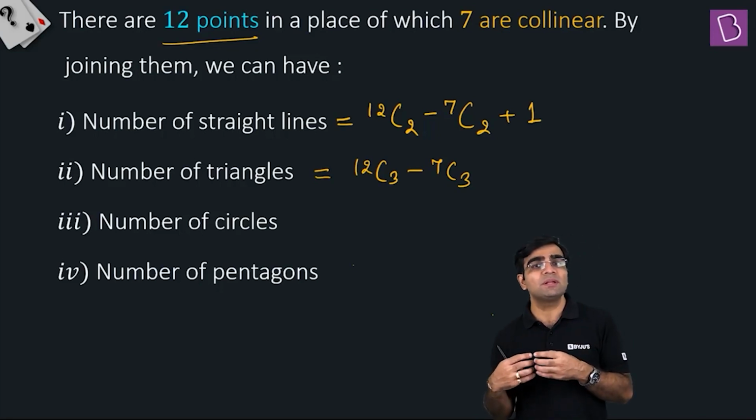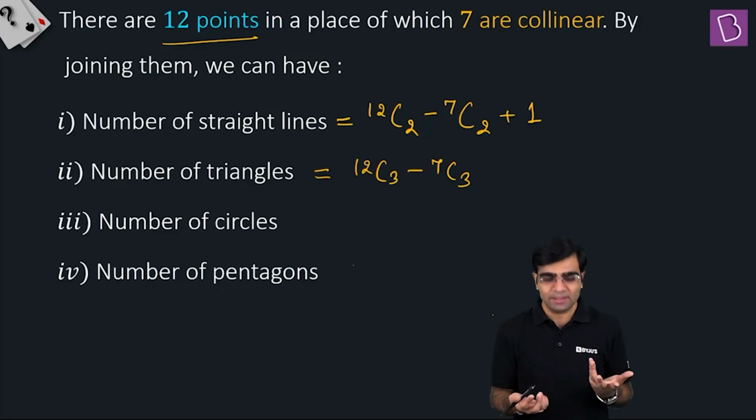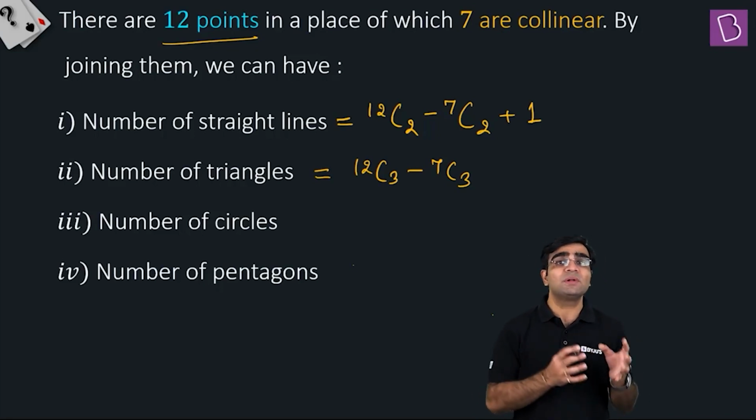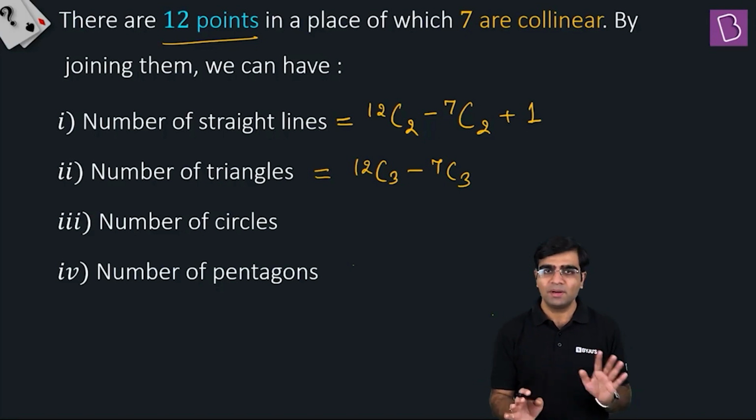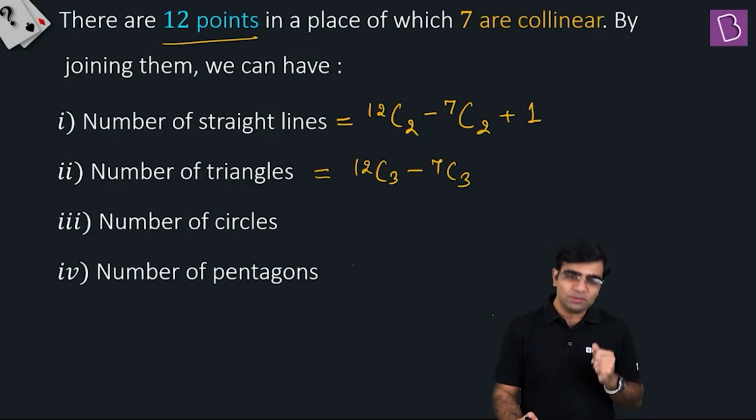So choosing any 3 collinear points out of 7 points is what? 7C3, and that's why we have subtracted 7C3 from 12C3. All right, sorted? Perfect. Now, the third part of the question is a very simple one.